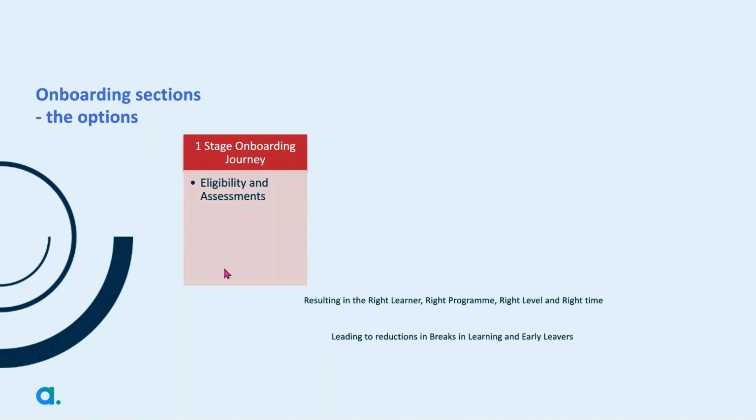So a one-stage onboarding journey would be everything in one step. We might see anything up to 10, 11 steps in that journey, even more in some cases. And it would simply include eligibility questions and assessments, as a very, very basic example.